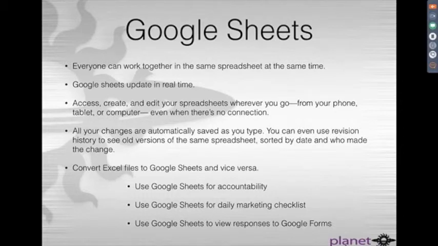So another cool thing about Google Sheets is you can see the revision history. So if I'm the franchisee and my spa director is doing her daily marketing checklist, I can go in and see how far she is along on that checklist and see what she's done today, at what time she started doing it.